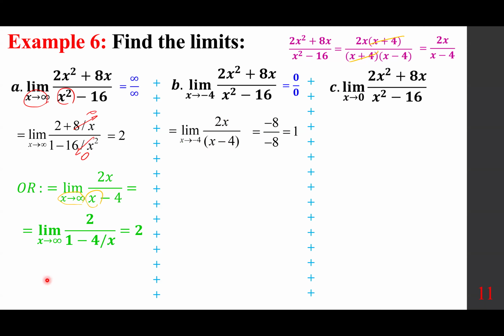What about here? When x approaches 0, if I don't do the factoring, I hope you see that you do get 0 over minus 16, which is 0. So that works out. If I go with the factored format, again, I get 0 over minus 4. The denominator is different, but the result is absolutely the same.